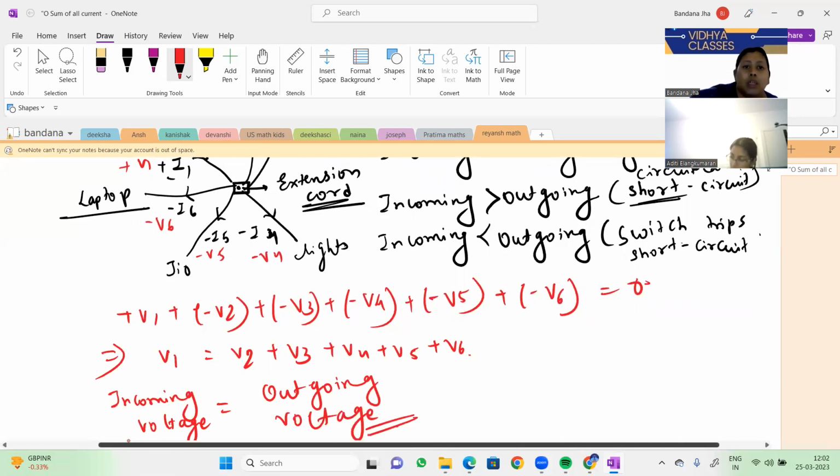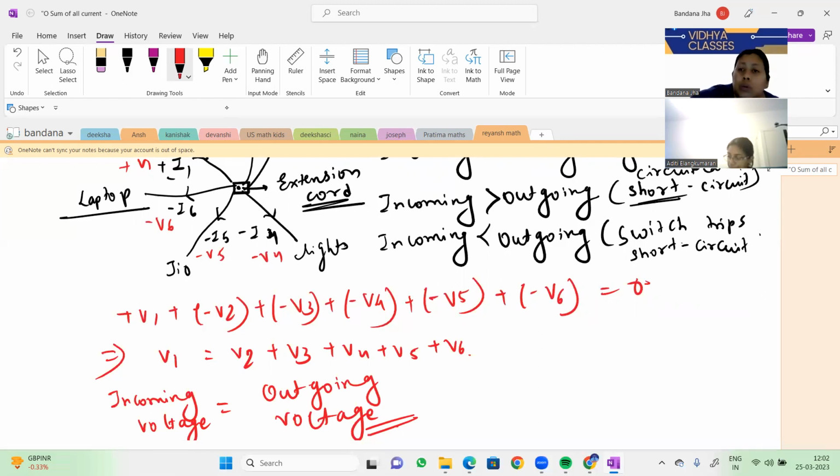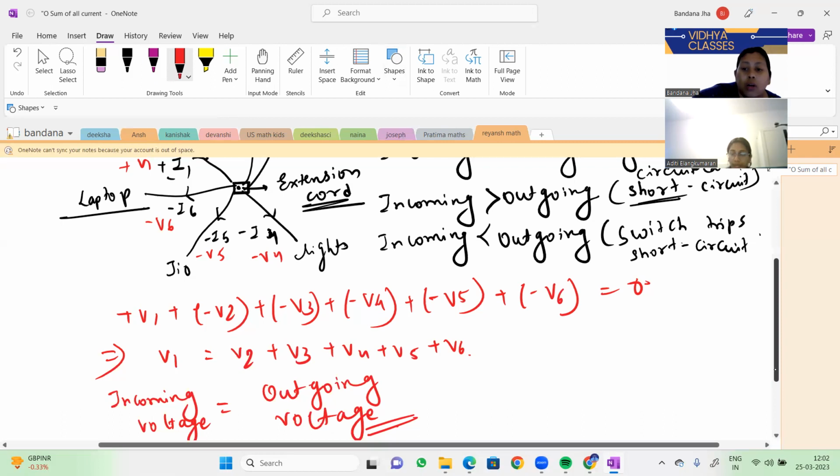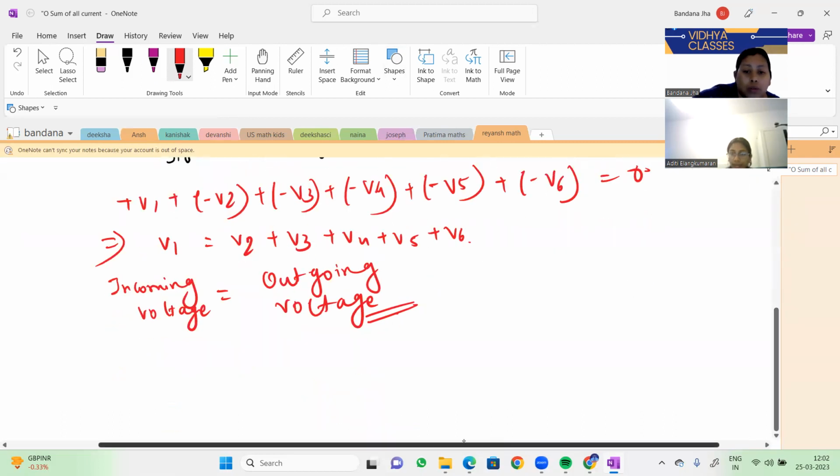Clear? So this is rule number 1 of Kirchhoff's law. Very good. Now look, now rule number 2.